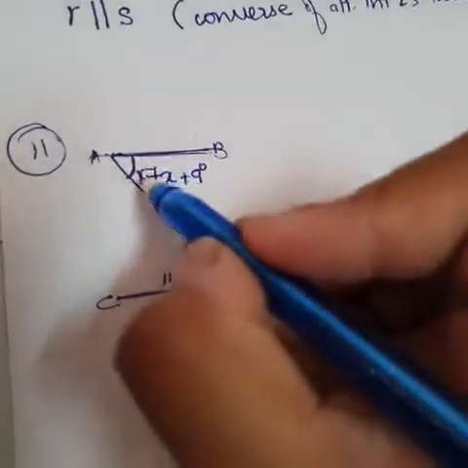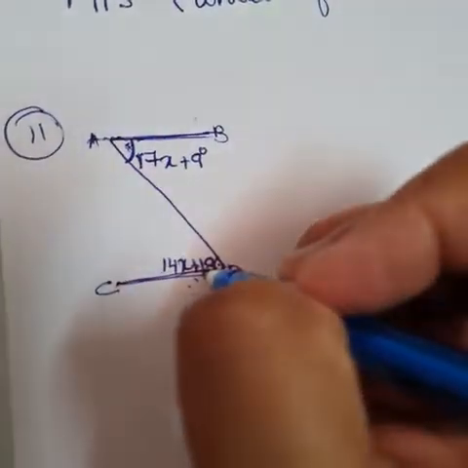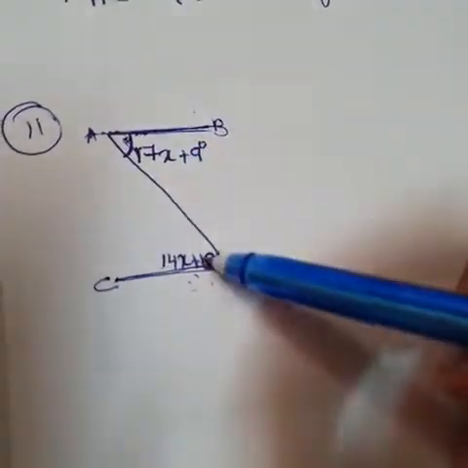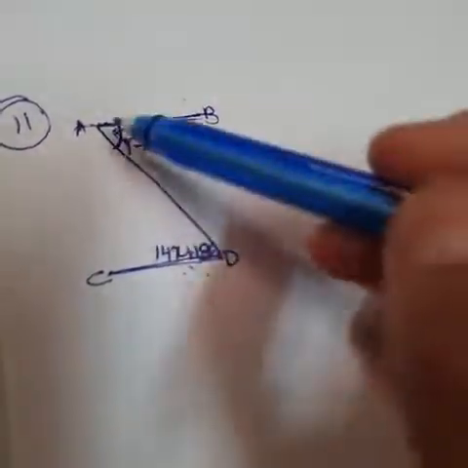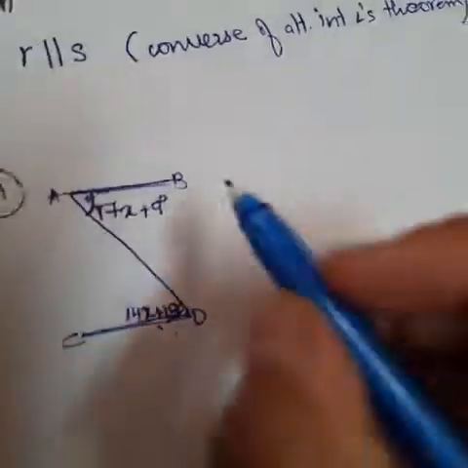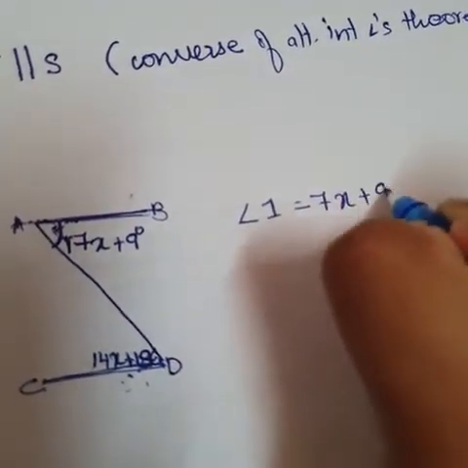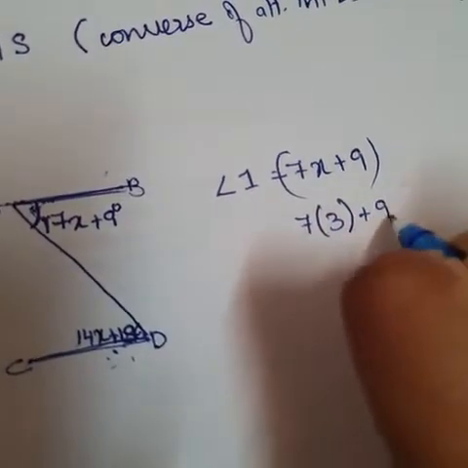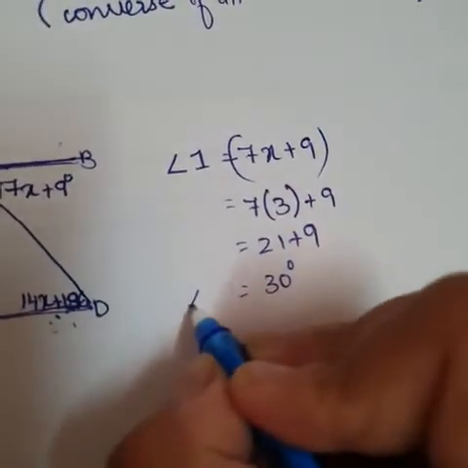Okay, so they have given us these two angles, right? So what angles are they? First you need to understand what angles they are. They are alternate, right? Now, are they outside somewhere? No, they're inside. So of course we are going to be using the converse of the alternate angles theorem. So first let's solve for angle 1, which is 7x plus 9. The value of x was given to us as 3. So 7 multiplied by 3 plus 9 is 21 plus 9, which is equal to 30 degrees. So angle 1 is 30 degrees.